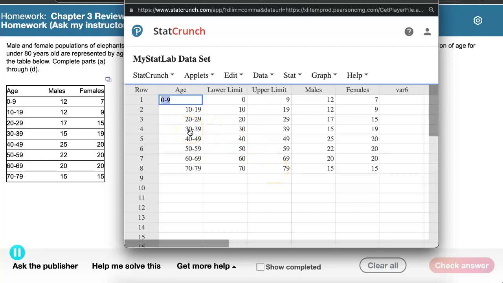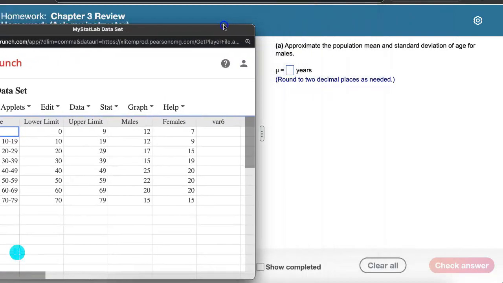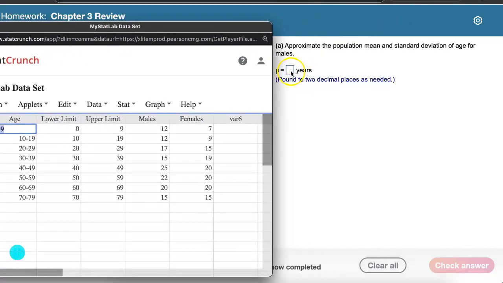It's just teasing out the individual pieces of those groups, or bins, that we're presented with here with the ages. And then we have the actual counts of males and females. I believe the first thing we were asked for was the population mean and standard deviation of males.